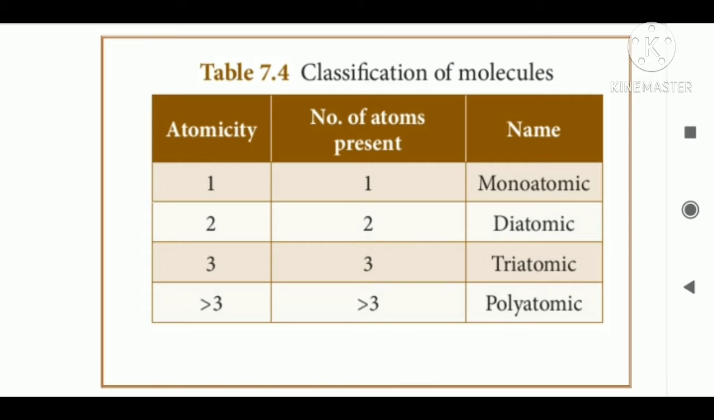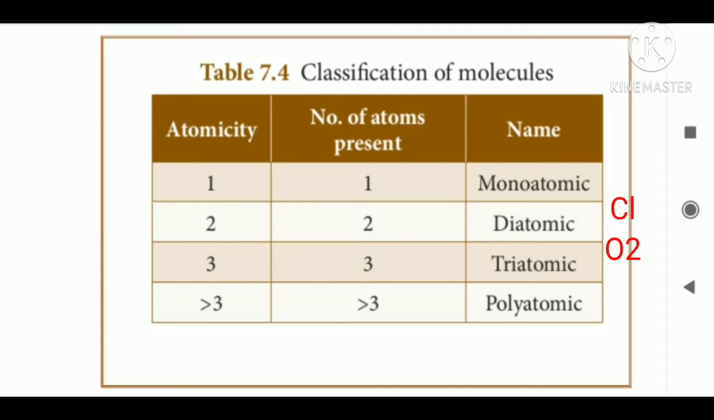Classification of molecules. If the atomicity is 1, the number of atoms present is 1, and that is called a monoatomic molecule. If the atomicity is 2, the number of atoms present is 2, and that is called a diatomic molecule. If the atomicity is 3, that is called a triatomic molecule. Greater than 3 is called a polyatomic molecule.